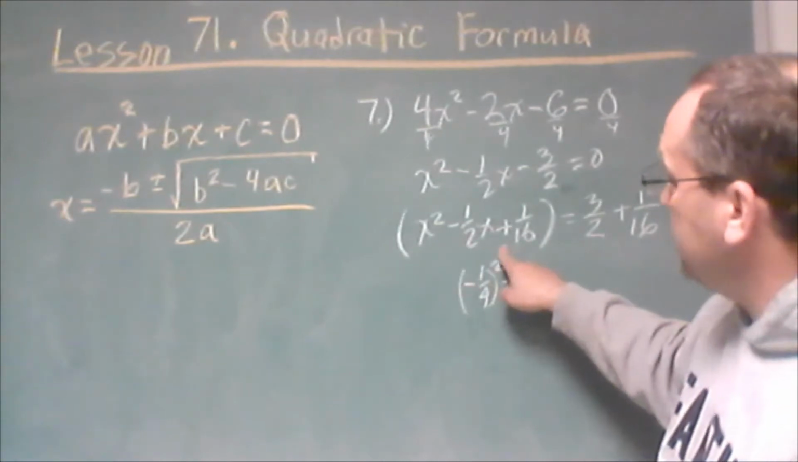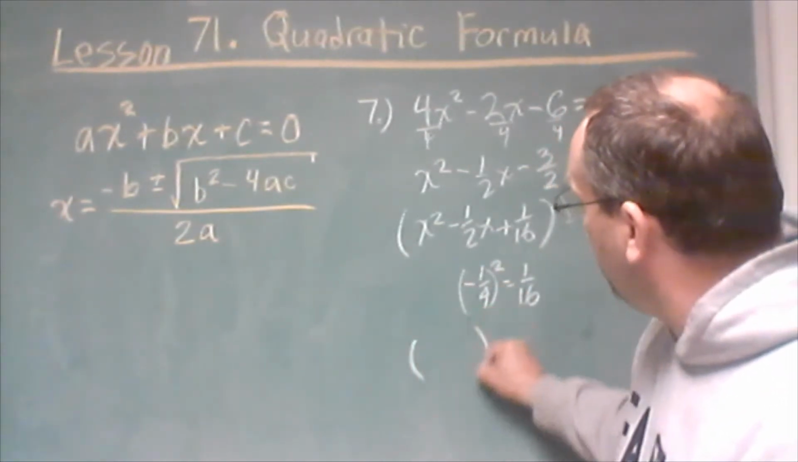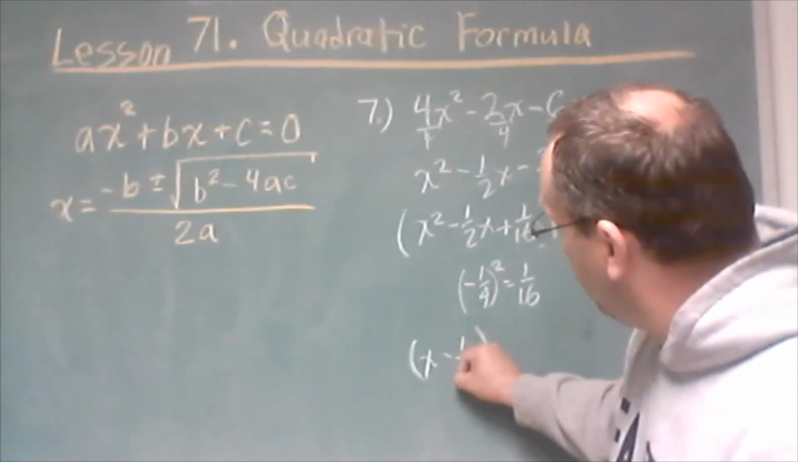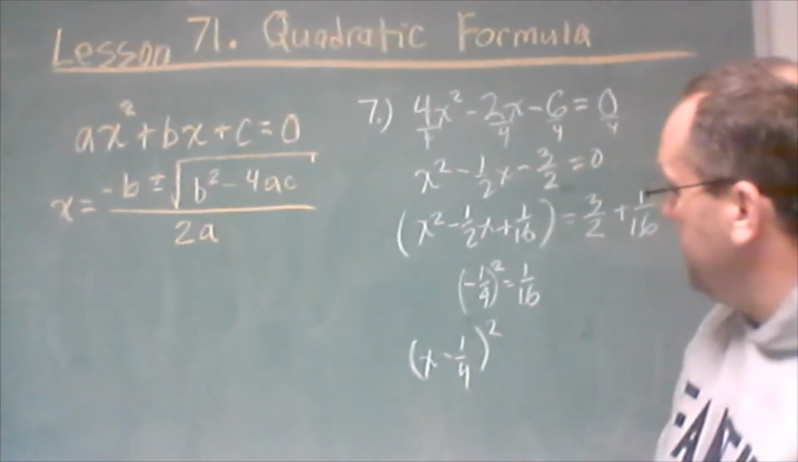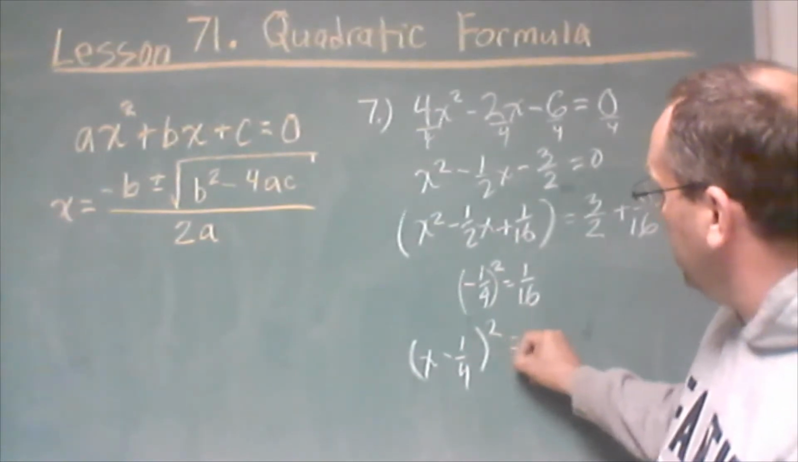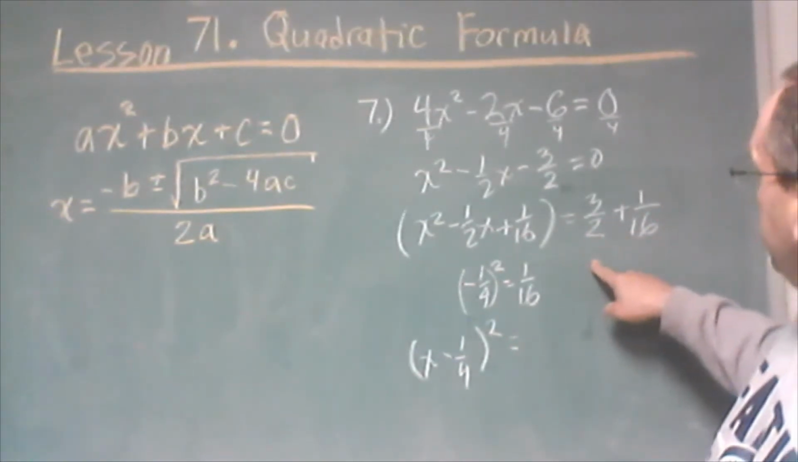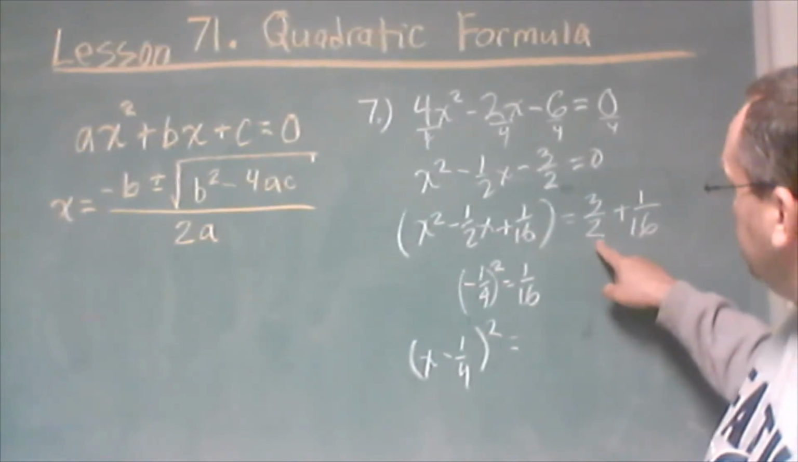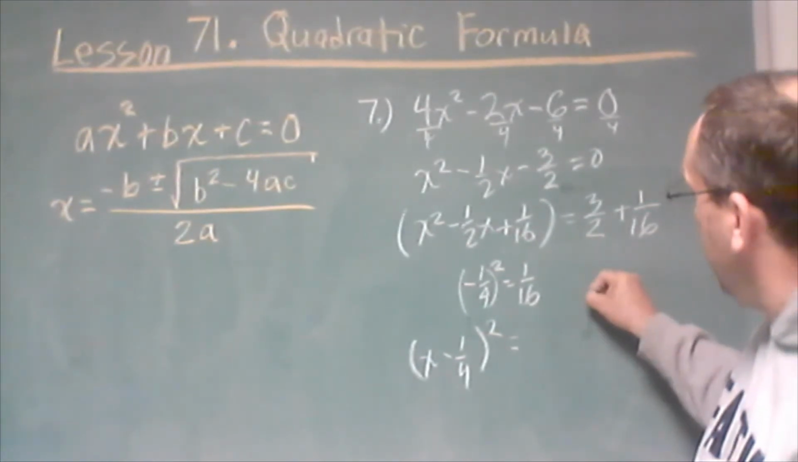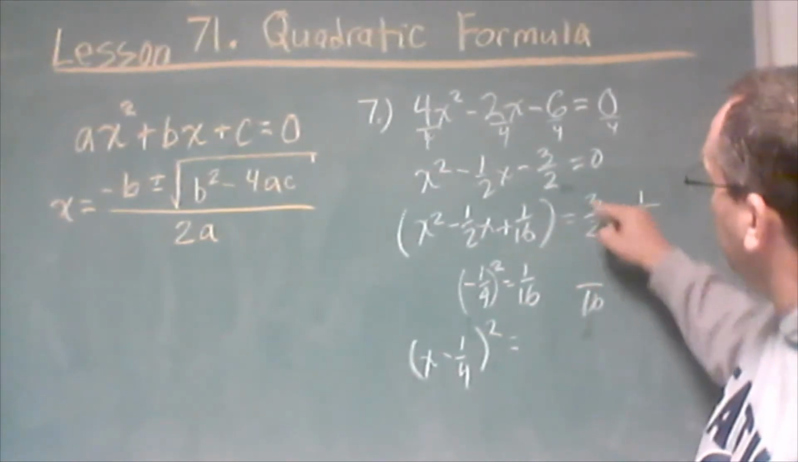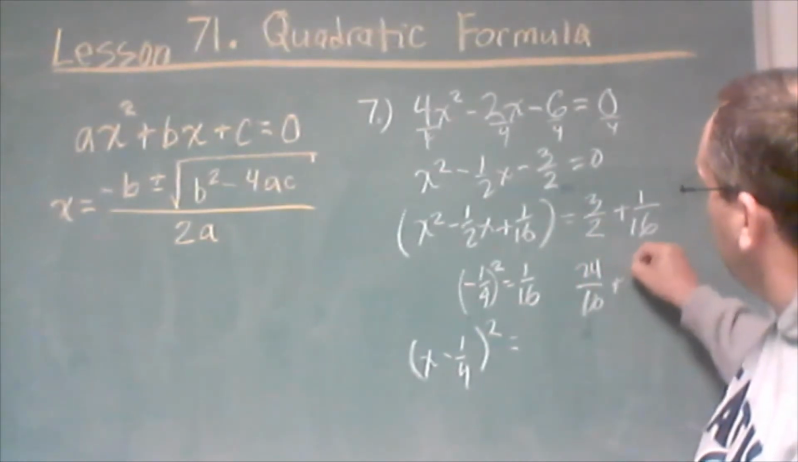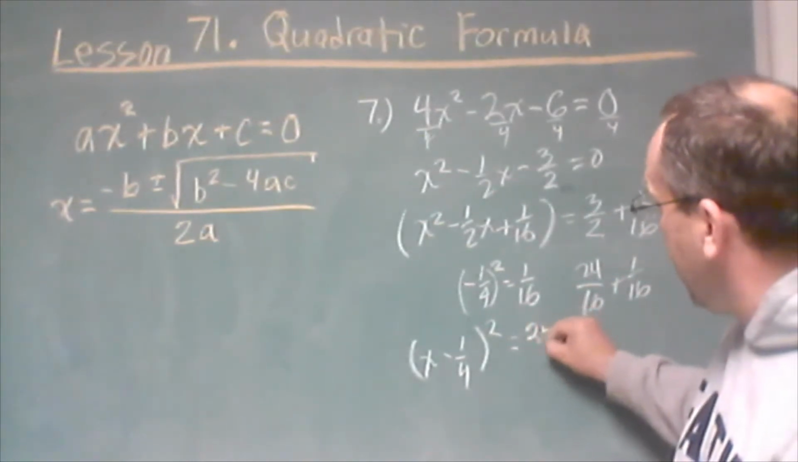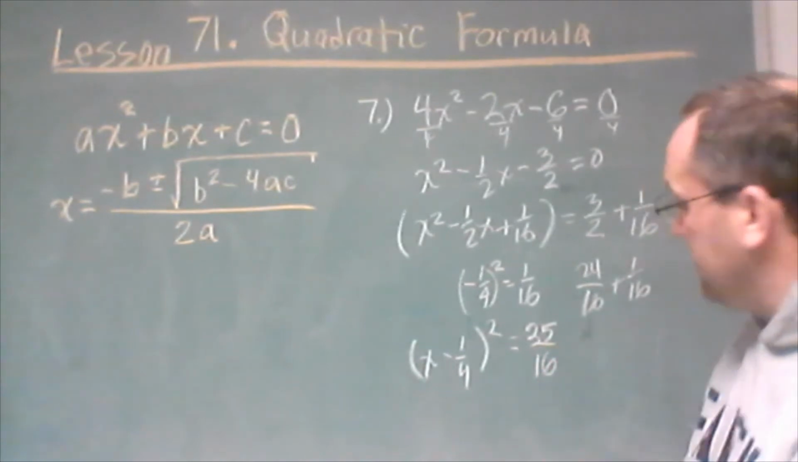So what does this allow us to do? It allows us to factor this trinomial into x minus 1/4 squared equals what? Well, we need to get this into sixteenths, so we'll multiply by 8 to get sixteenths. Multiplying this by 8 gets 24, plus 1/16 here, so that gives us 25 sixteenths.